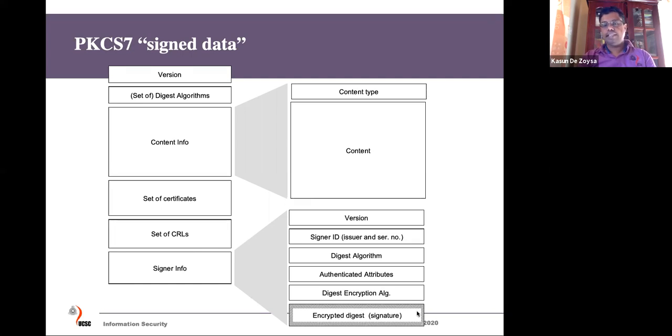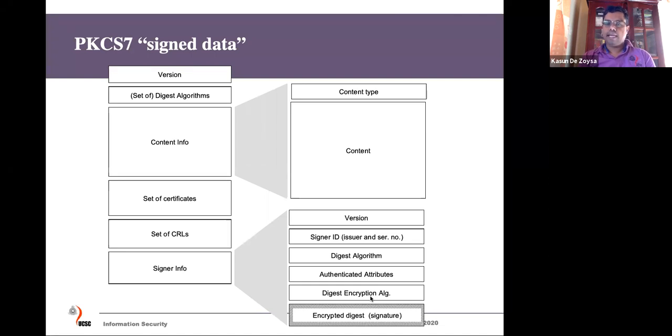and finally, down here, the signature of the content. The signer ID is basically the identification of the person who signs it, and the digest algorithm is the hashing algorithm which we use to create the hash. Authenticated attributes are things like the time of signing and so on. And then the digest encryption algorithm is basically the public key cryptography algorithm, that is RSA or whatever.